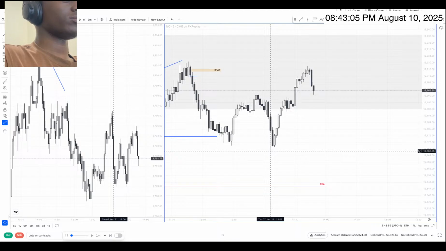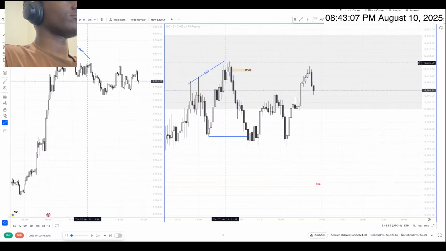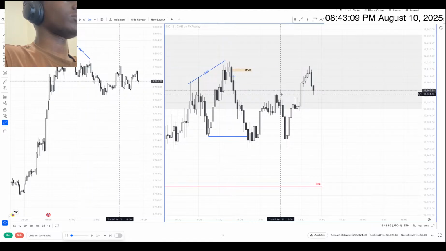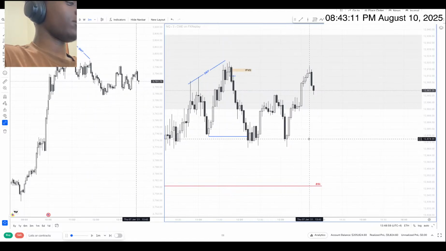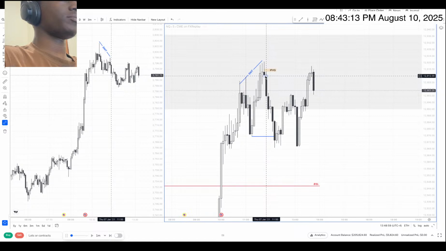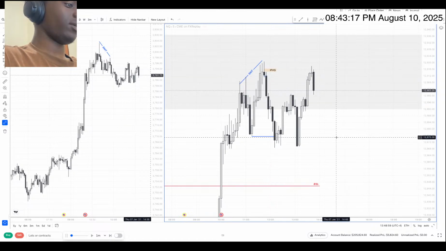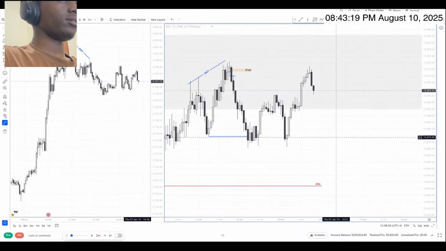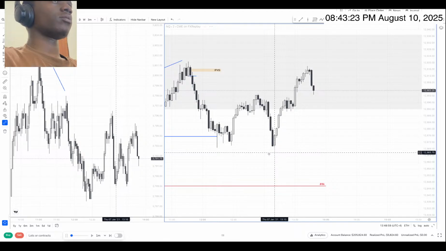Well, take out, we got the SMT. 5 minute. Is it respecting this gap here? Well, yeah, say it is, even though it's not that much. Okay.